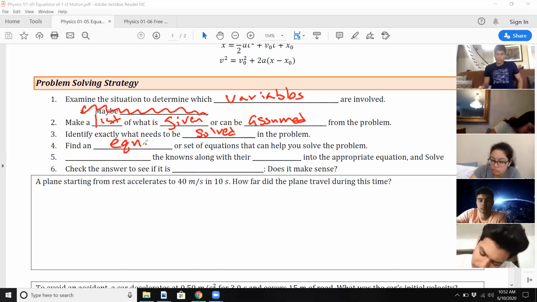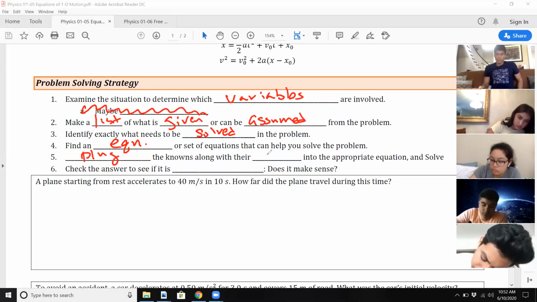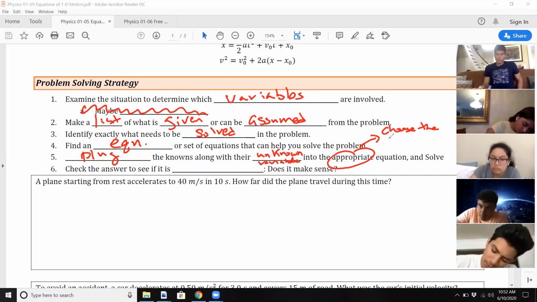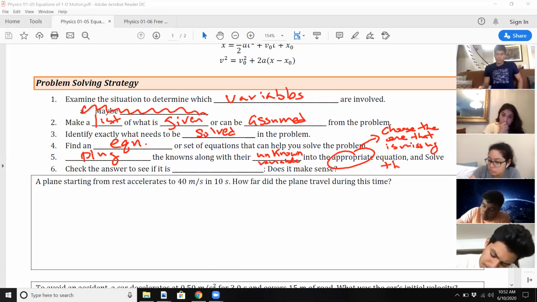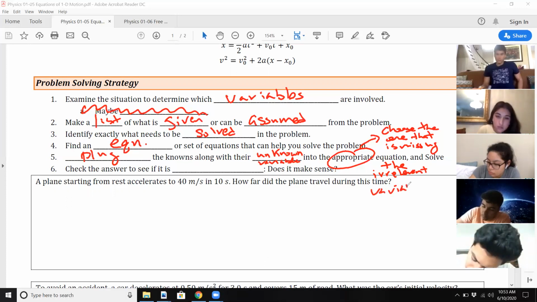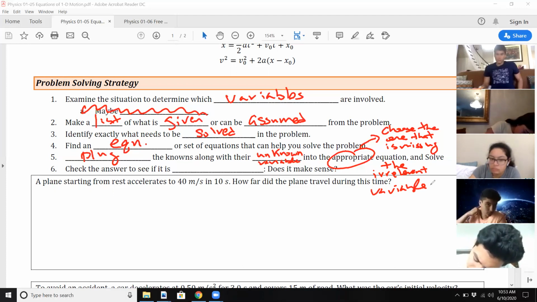And you want to plug the knowns with the unknown variable into the appropriate equation. You choose the one that is missing the irrelevant variable. That's kind of the big strategy. Choose one that's missing the irrelevant variable. Just like we did for the other three.